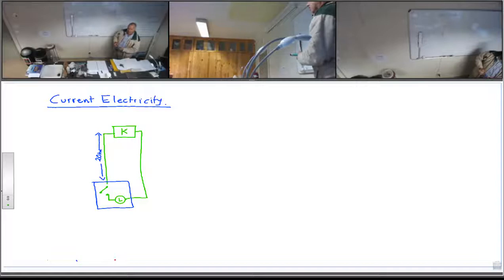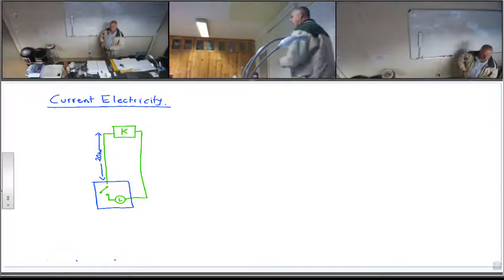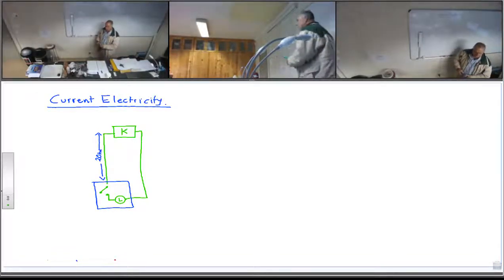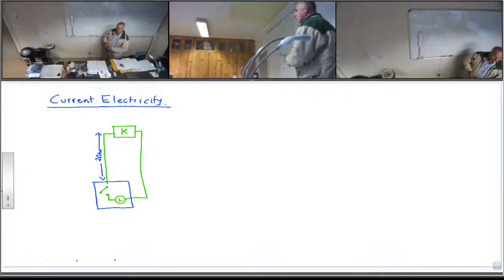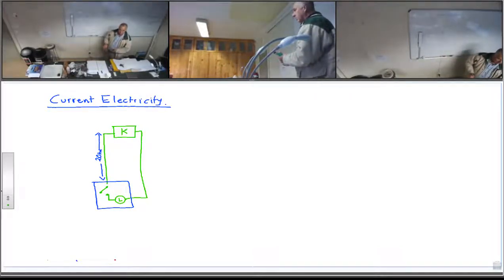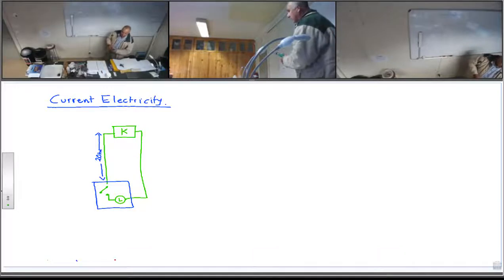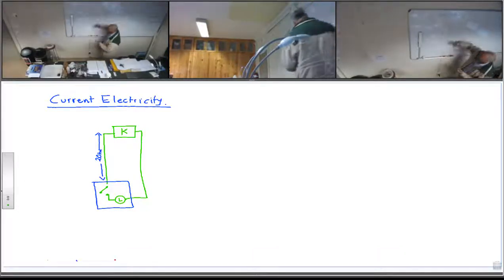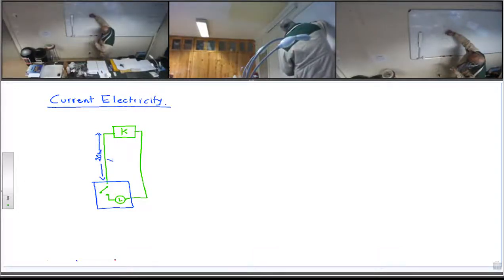Right, how fast does electricity flow through a wire? How fast? Speed of light? 100 kilometers per hour? Faster? 1,000 kilometers per hour? Electricity actually travels at 4 millimeters per second.